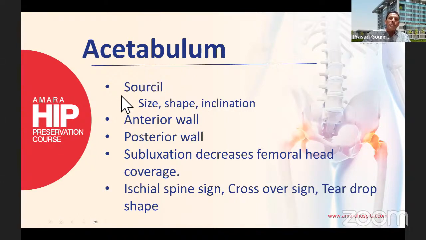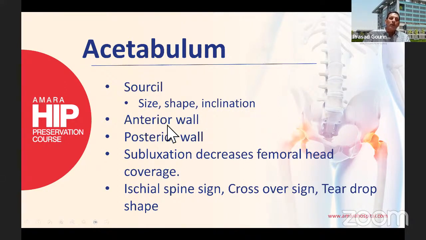When you look at the sourcil, look for three parameters. How big is it, the size of the sourcil? What's the shape of the sourcil? Usually it's concave on top of a convex head. And the size is around 60 degrees of an arc overall. I'll show you that in more detail. And inclination.